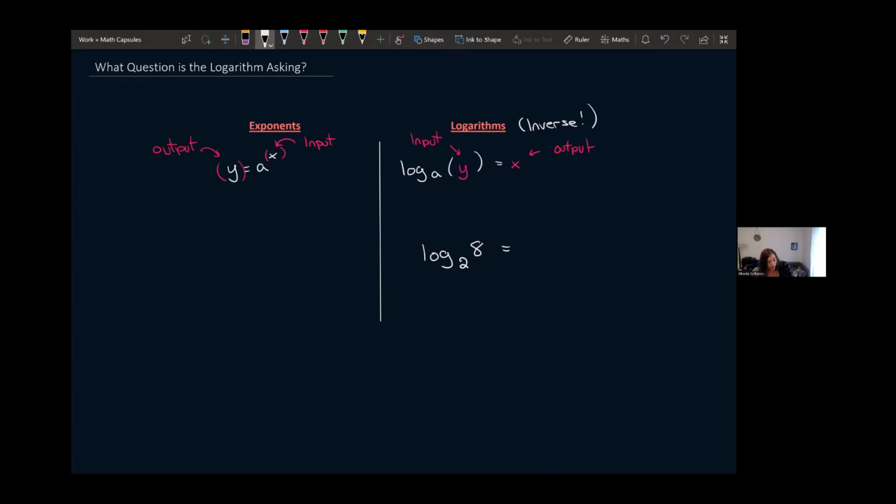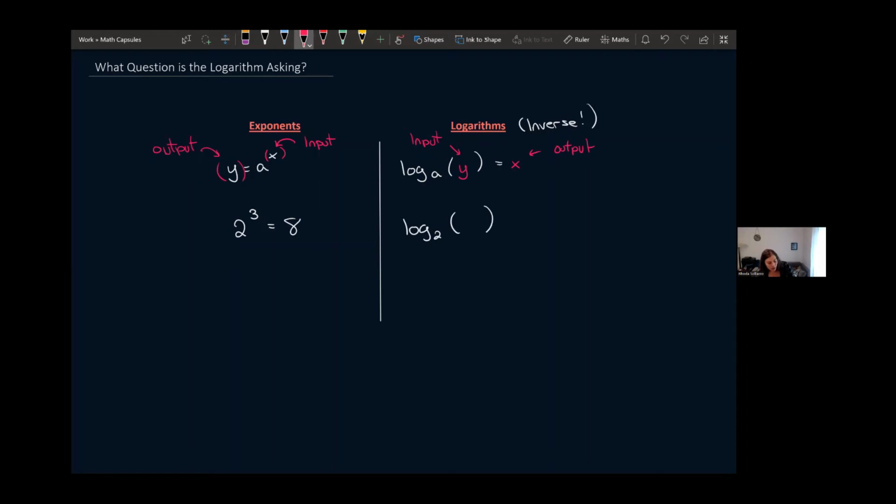On the exponent side, if I asked 2 to the 3 equals, and I wanted to know the answer, well, the question that's asking is what happens when you do 2 times 2 times 2? You get 8. On the logarithm side, I could write that same equation in another way. I could say, okay, the base is 2. That's still going to be the base. But the input and the output are swapped.